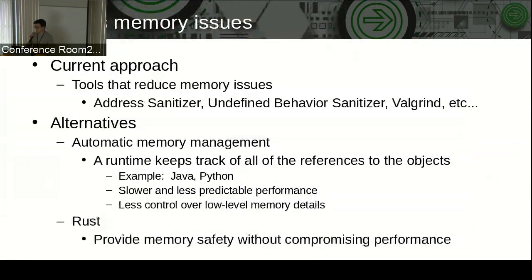The current approach we have is to run some sanitizer tools either at compile time, such as address sanitizer and undefined behavior sanitizer, or run Valgrind at runtime, hoping that our unit tests can cover those memory leak cases. Or alternatively, we may use languages like Java or Python, where they have a runtime to keep track of the memory allocated. However, these languages rely on a garbage collection mechanism, which may kick in at unpredictable times. So it may hurt performance, which is not good for writing system software like OVS. So that's why Rust comes into the picture.